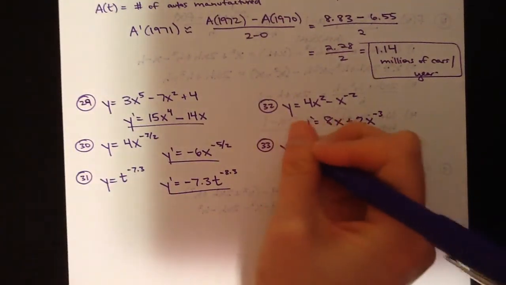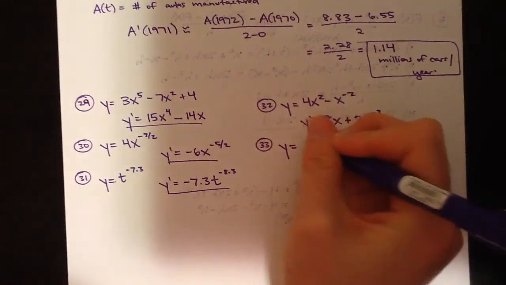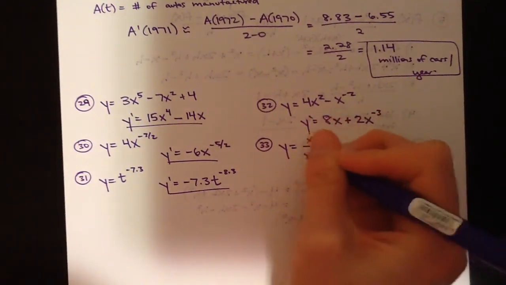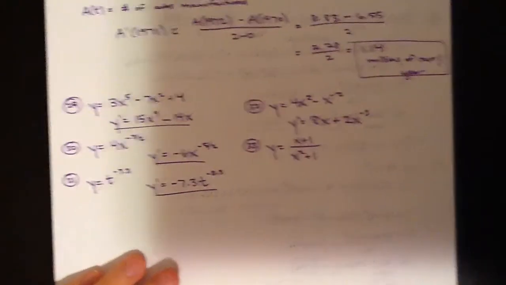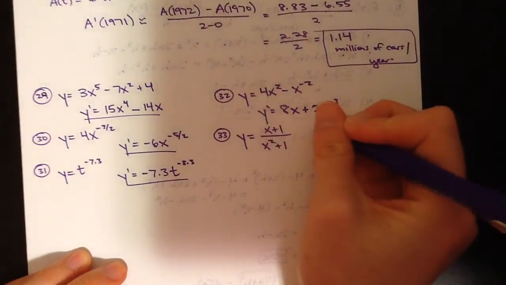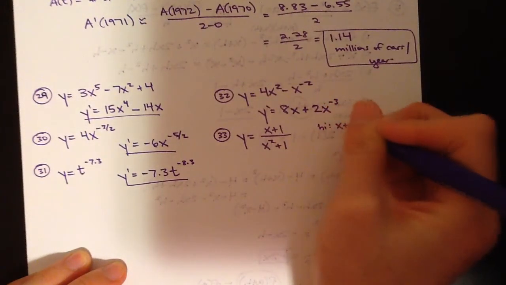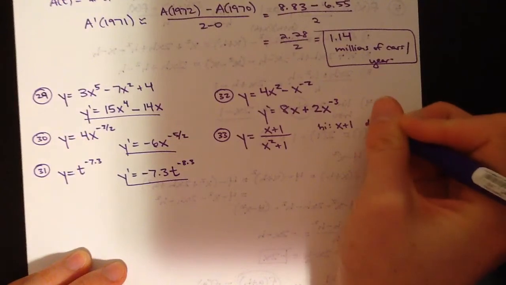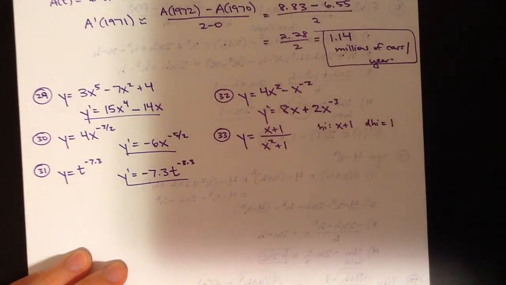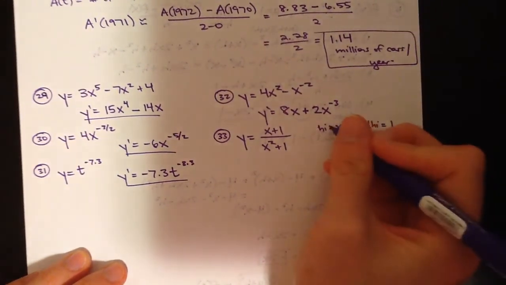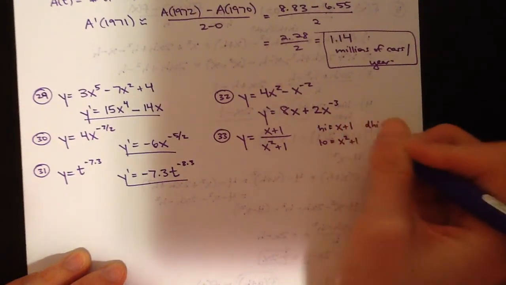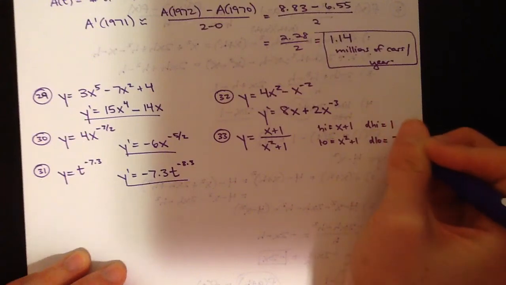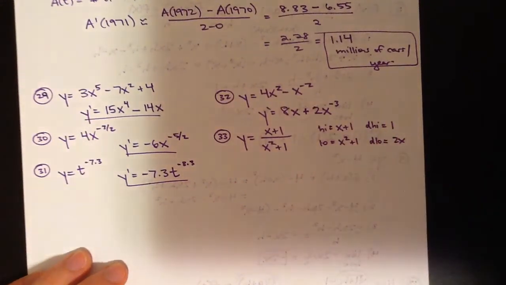33, here's my first quotient rule. So I have an x plus 1 in the numerator over an x squared plus 1 in the denominator. So you might be thinking you can do some factoring and canceling. You can't, because x squared plus 1 does not factor. So I can set up high is an x plus 1. D high ends up just being a 1, because this is just a linear function here. Low is x squared plus 1. And d low is a 2x, the derivative of this using a power rule.